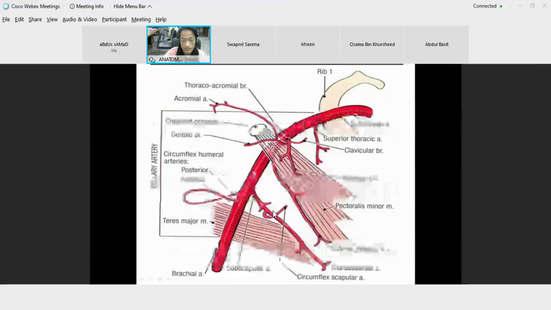Ma'am, can you repeat? The clavicular branch supplies which region? The clavicular branch supplies the sternoclavicular joint and the subclavius muscle. Okay, thank you.